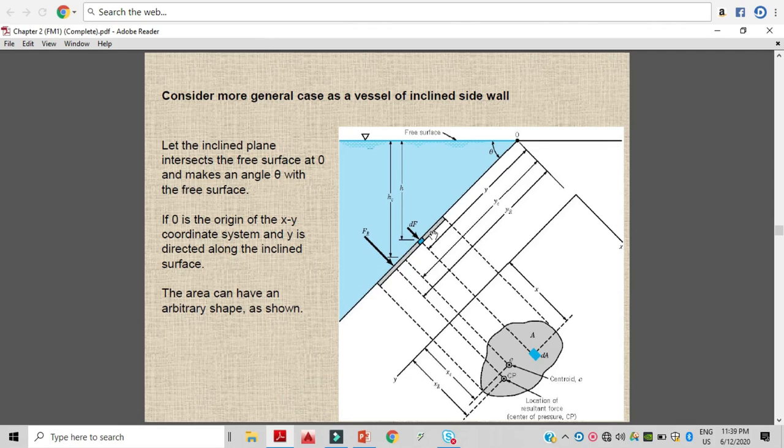So this is h and this is y and this is angle theta. So this is perpendicular, this is hypotenuse, so h is equal to y sine theta. That is, sine theta is equal to h over y, and h is equal to y sine theta. From here we can consider a small triangle and we can calculate this.